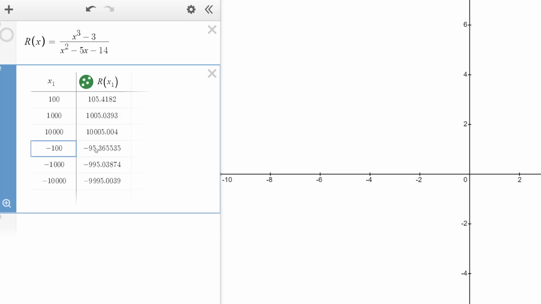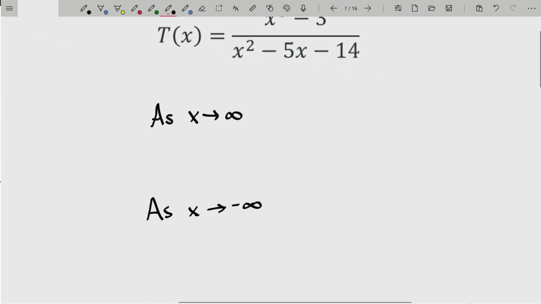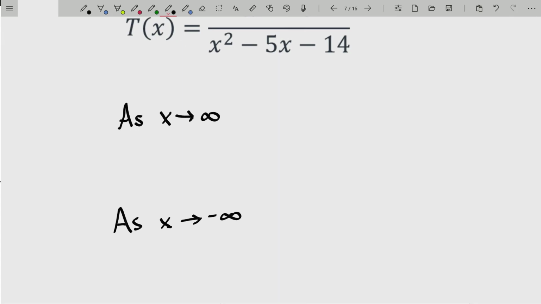But look what happens on the other side. Plug in x equals negative 100, I get an output of negative 100. Negative 1,000, I get roughly negative 1,000 as an output. Negative 10,000 as an input, I roughly get negative 10,000 as an output. So as x goes to negative infinity, the y values are also going to negative infinity. As x went to positive infinity, the table showed the y values approached positive infinity. As x went to negative infinity, again the y values seem to be going to negative infinity.